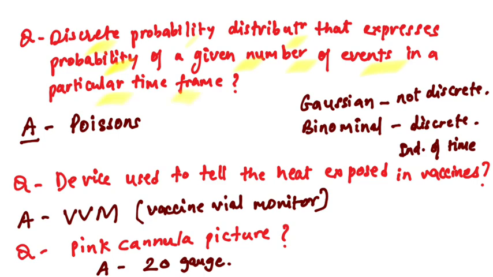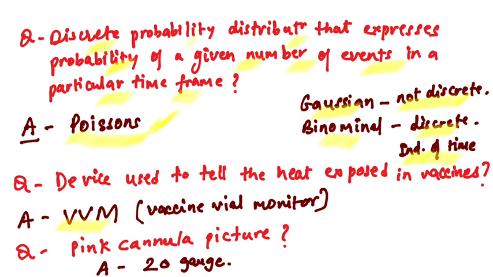Now discrete probability distribution that expresses probability of a given number of events in a particular time frame. So this was a little confusing, but the answer is Poisson's. And other options were Gaussians and binomial. So Gaussians is not discrete. Binomial is discrete, but it is independent of time. So answer is Poisson's.